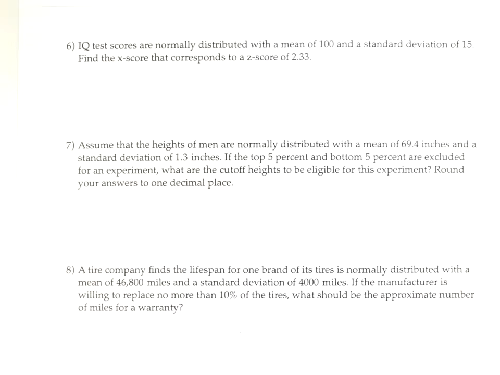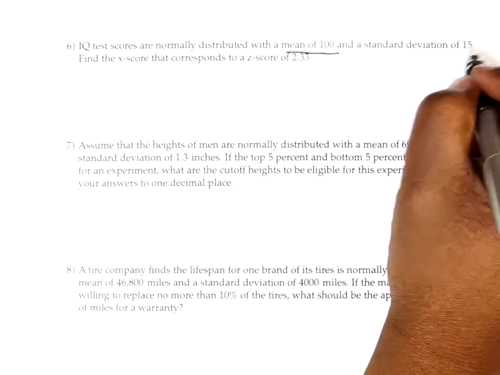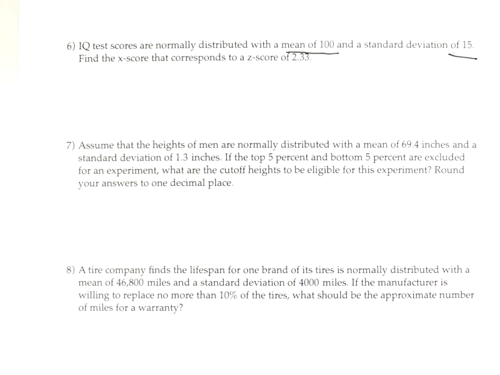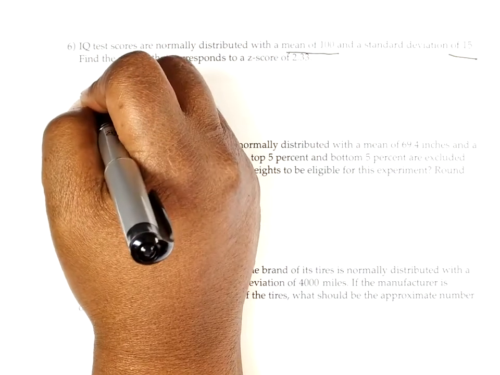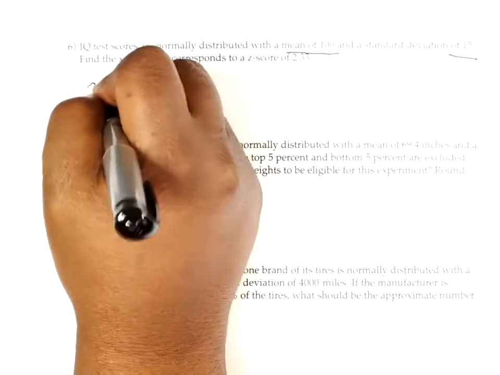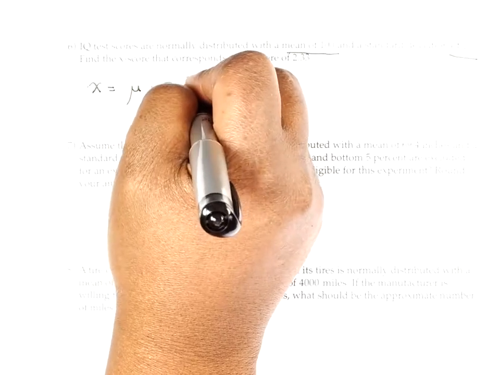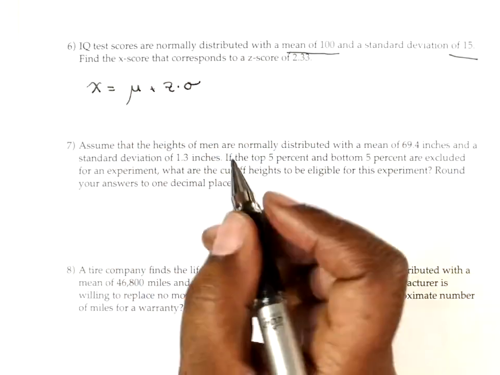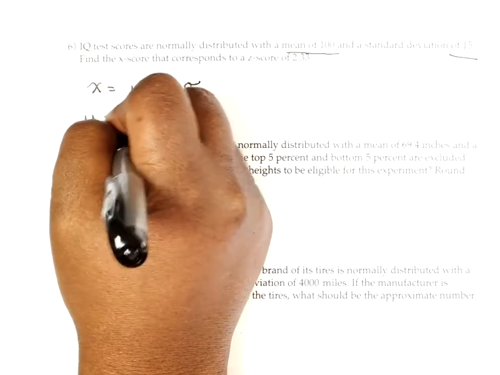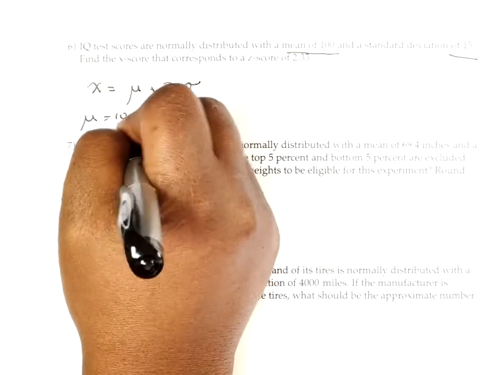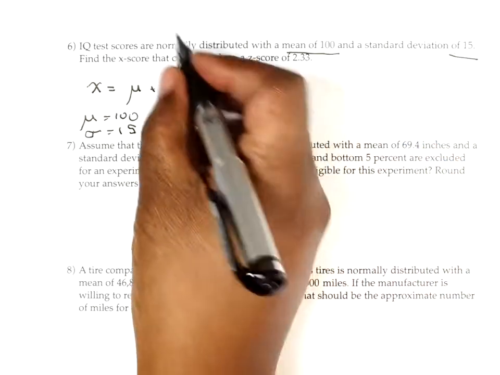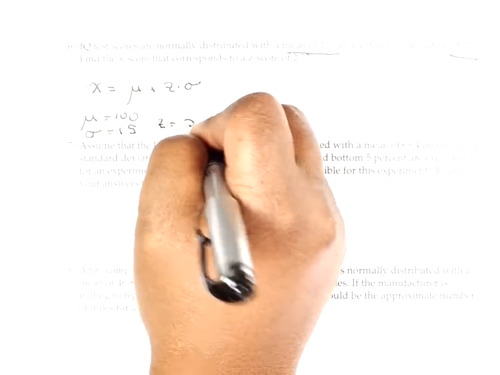Okay, so now I'm on number 6. IQ test scores are normally distributed. They have a mean of 100, standard deviation of 15, and we want to find the X score that corresponds to a Z score. So we talked about in class the formula to find X is the mean plus the Z score times the standard deviation. In this case, our mean was 100 and our standard deviation is 15. And then we're given the Z score is 2.33.